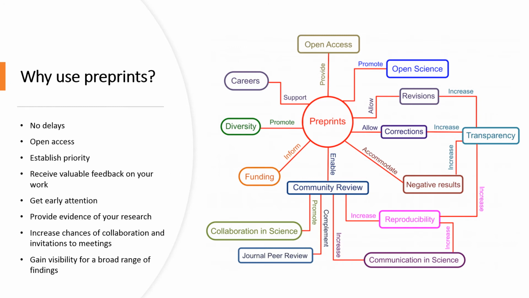Get early attention. Papers posted on preprint servers are usually citable, and thus, you stand a chance of being cited even before your paper is published in a journal. If scientists like your study, they might even share it on social media. Thus, you can get attention for your research even before it is officially published.